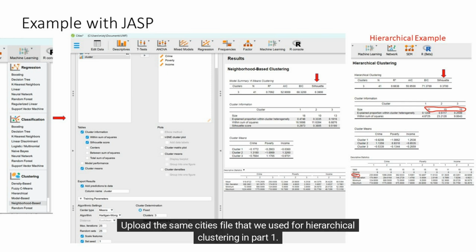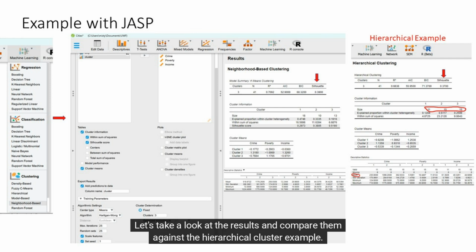Upload the same cities file that we used for hierarchical clustering in Part 1. Select the neighborhood-based option under Clustering in the Machine Learning tab. Drag the crime, poverty, and income variables into the Variables box. Then select the appropriate options for tables and parameters as presented here. Let's take a look at the results and compare them against the hierarchical cluster example.